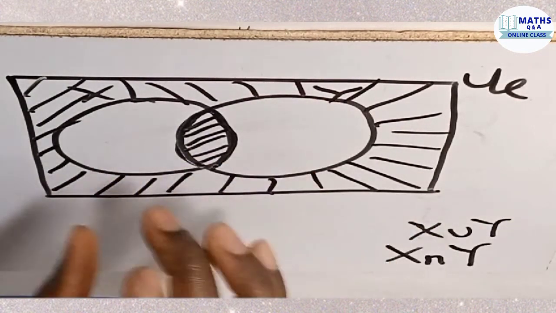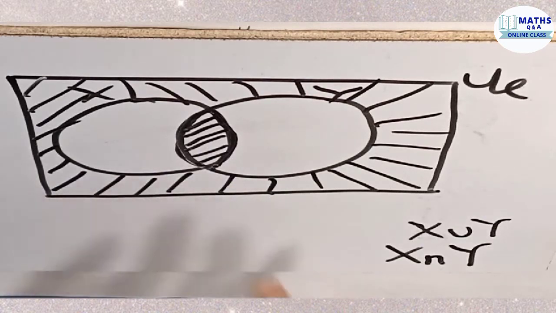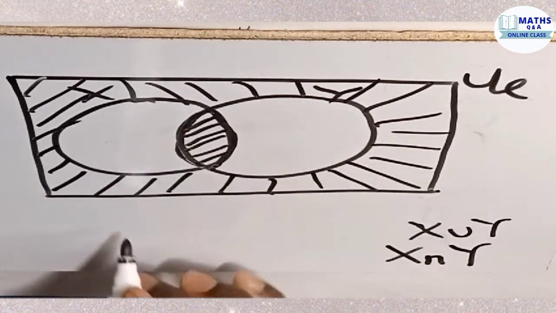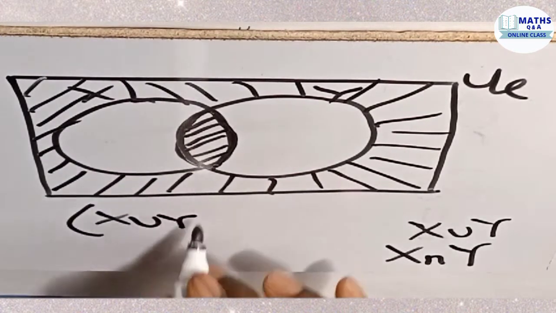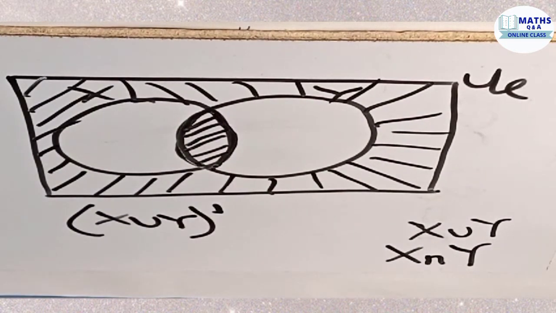So those are the complement of set what? X and Y. So we write them as, given the union of sets X and Y, those which are not part of it. That is (X union Y) complement. I hope you get me now.